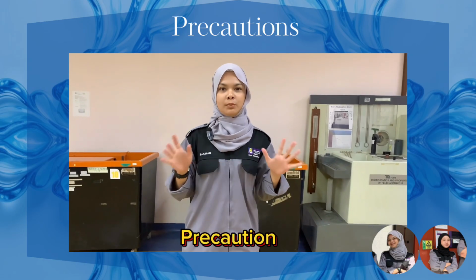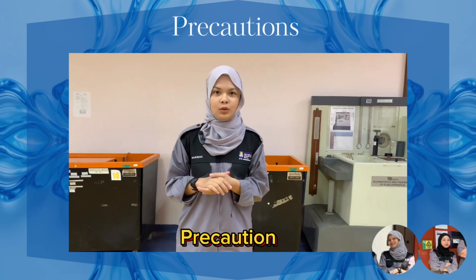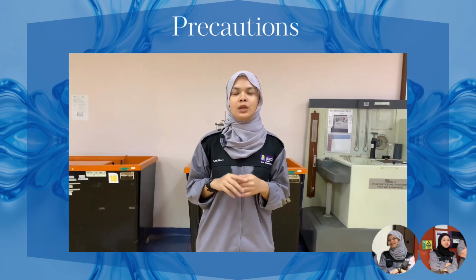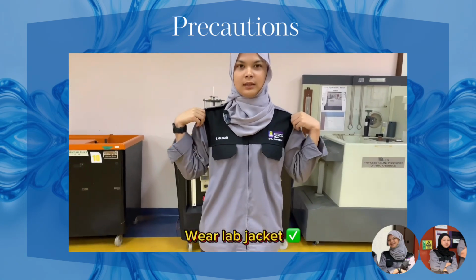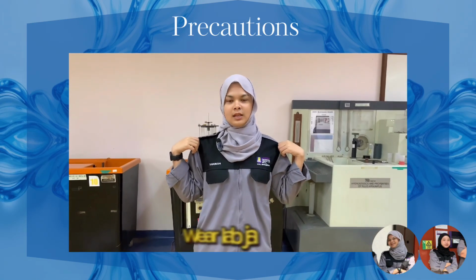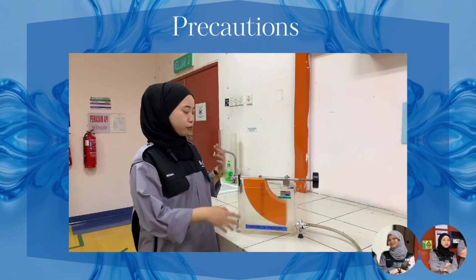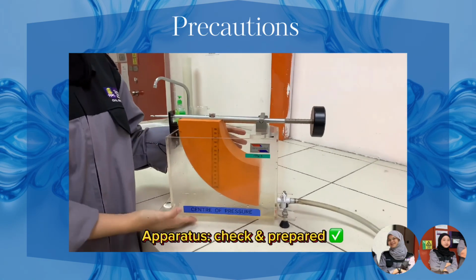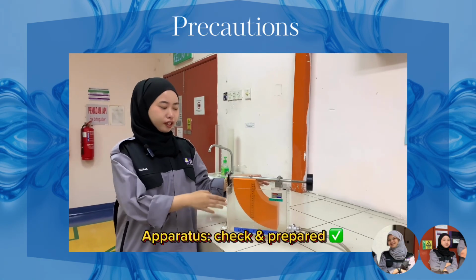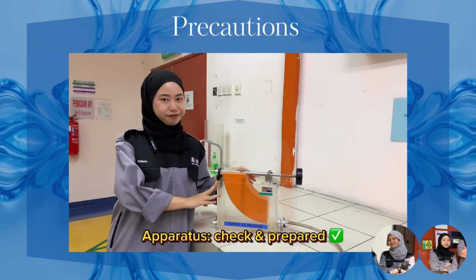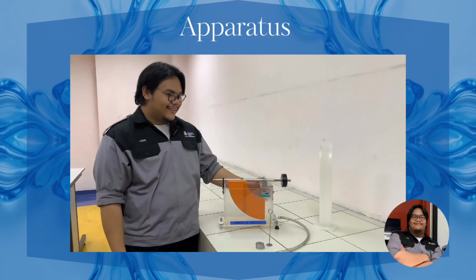Before we do the experiment, we need to know the precautions. First, we use safety equipment like wearing the safety jacket and shoes. Next, we have to check and prepare all the apparatus to make sure the apparatus is clean and not damaged.